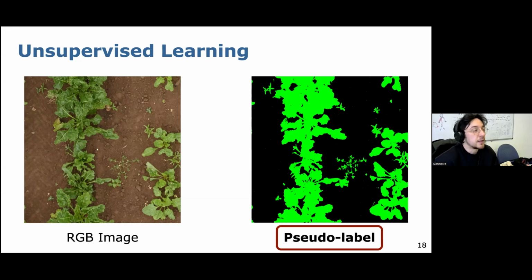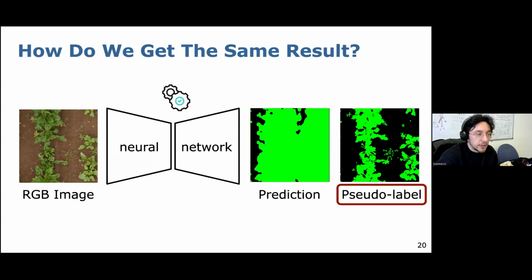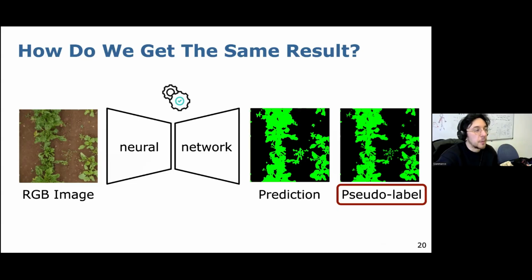And this can be done in a geometric way, so just using the colors without using any network and without using any researcher. So it's less time consuming and obviously less expensive. And we can use this pseudo label exactly as we were using the label before, so that the network learns this task and can basically perform vegetation segmentation.